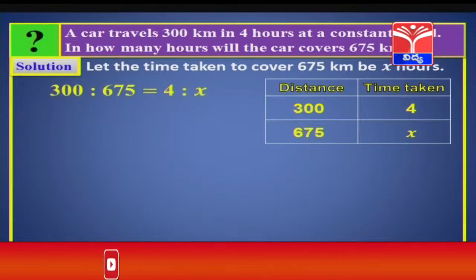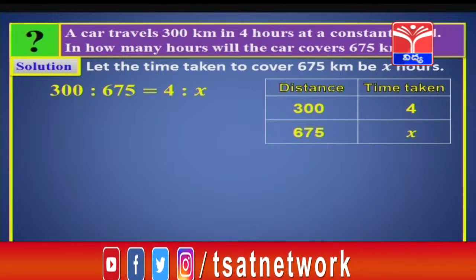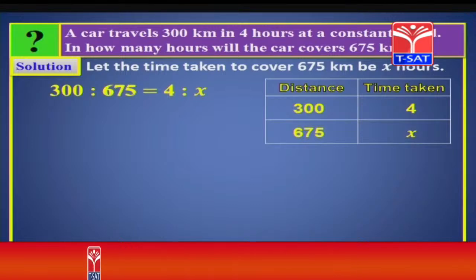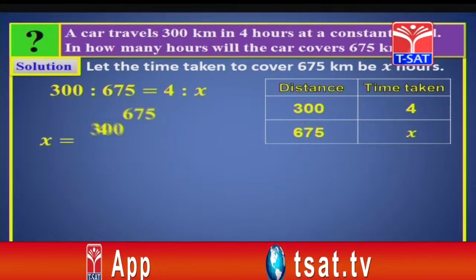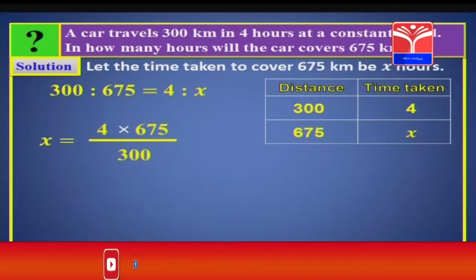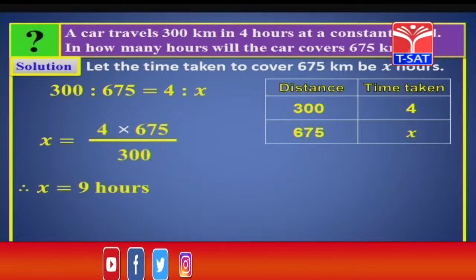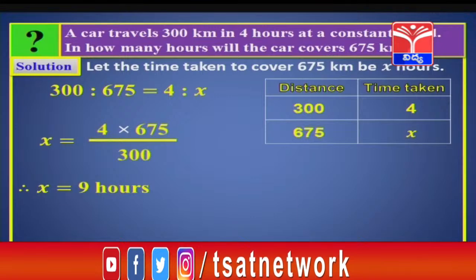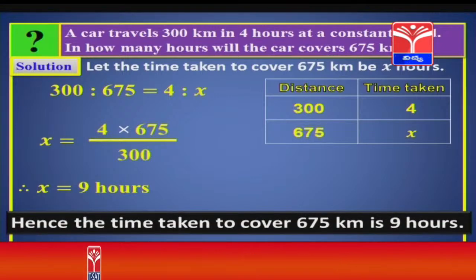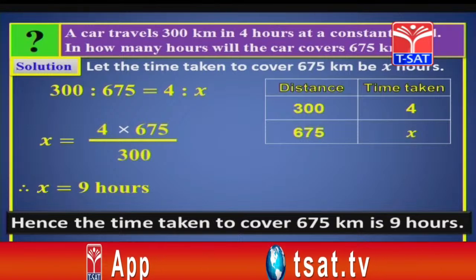So, let us find the ratio of distances equal to the ratio of time taken, that is 300 is to 675 equal to 4 is to x. So, here product of means equals the product of extremes. So, x is equal to 4 into 675 by 300. On simplification, you get it as 9 hours. That means the car takes 9 hours to travel 675 kilometers. Let us move on to our next problem.